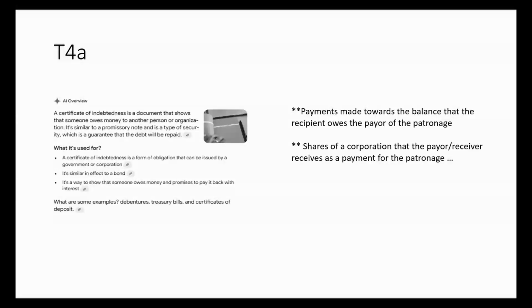What is it used for? A certificate of indebtedness is a form of obligation that can be issued by a government or corporation. It's similar in effect to a bond. It's a way to show that someone owes money and promises to pay it back with interest. What are some examples? You have debentures, treasury bills, and certificates of deposit. Payments made towards a balance that the recipient owes the payer of the patronage, and shares of a corporation that the receiver receives as a payment of the patronage.